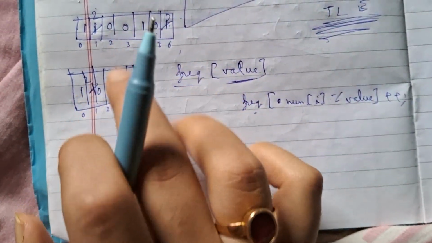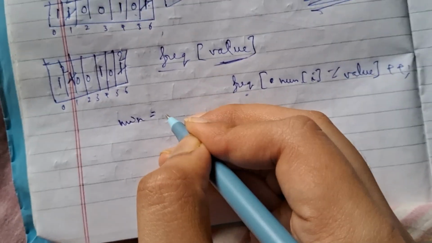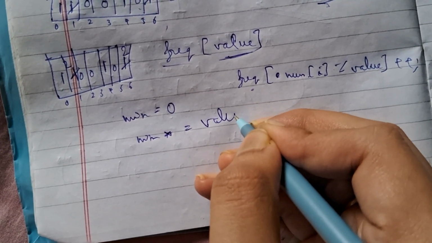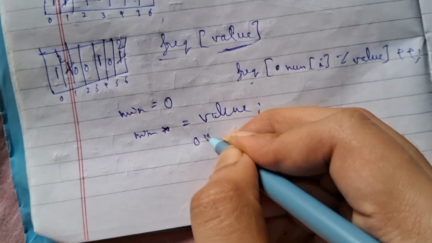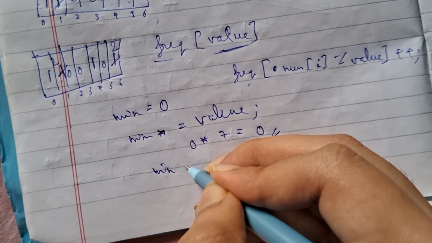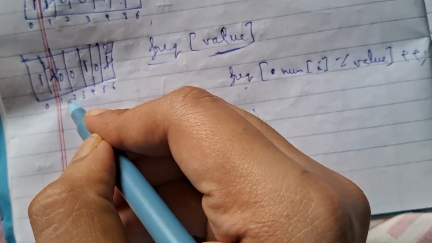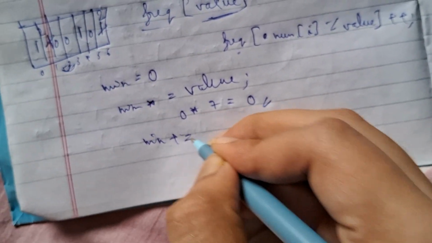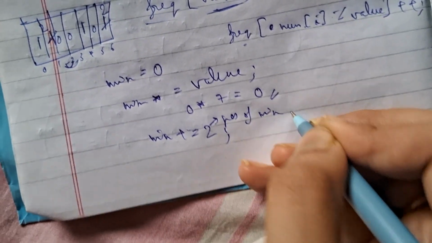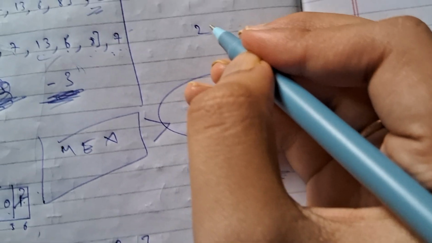First of all, you have to find the minimum among these. The minimum is 0. Then multiply the minimum with value, that is 7, so 0 into 7 is 0. And then you add the position where the minimum is found, the first position of the minimum. The minimum is found at position 2, so that becomes 0 plus 2, that is 2. So the answer is 2.